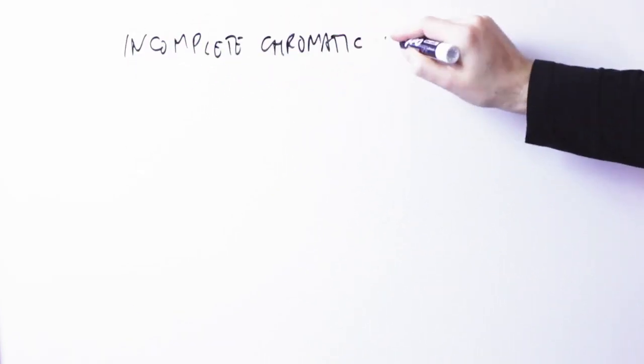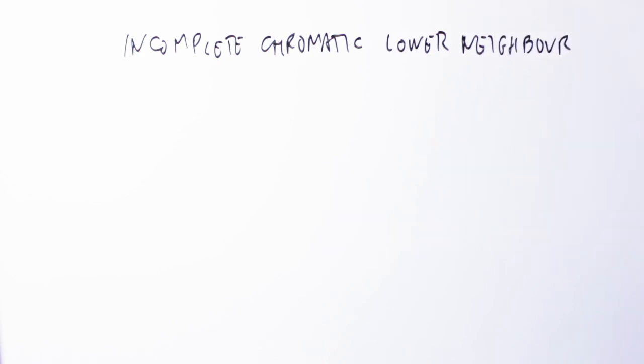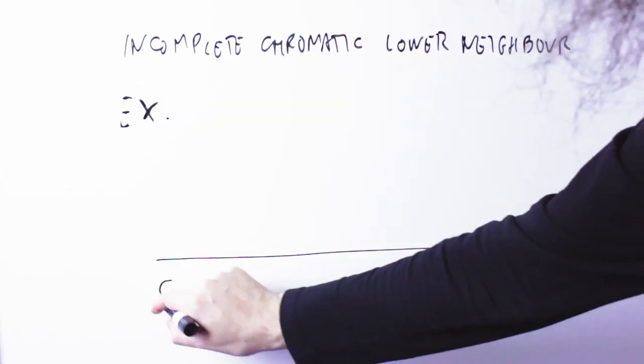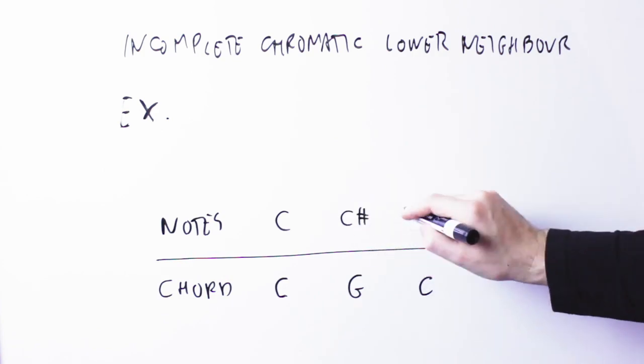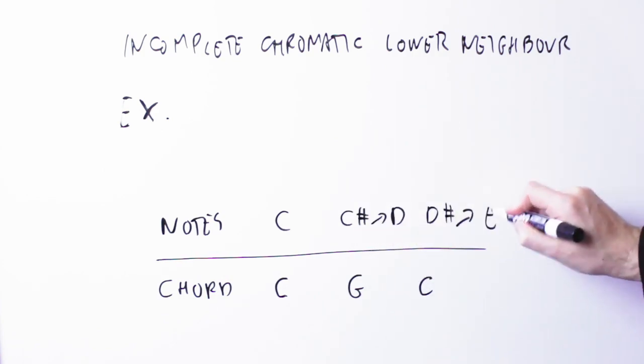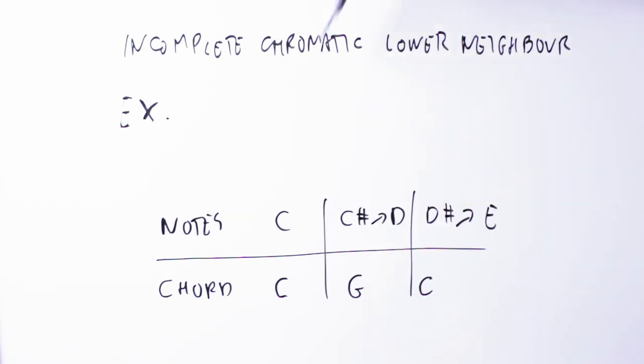Another typical trick is to use an incomplete chromatic lower neighbor note, meaning every time you change chord, don't just play a chord note as the top voice, but play the note one fret below and then resolve it into your chord note. When you do something like that, you get something that sounds kinda like Mozart. Example.